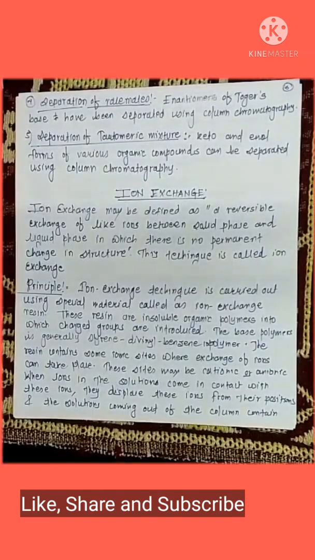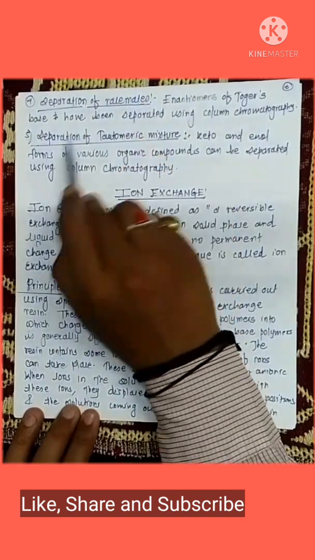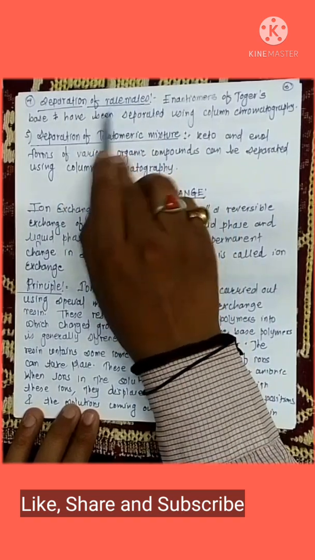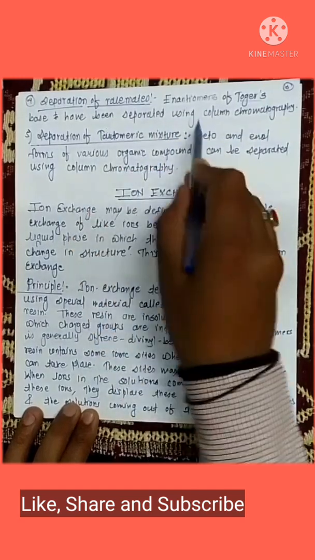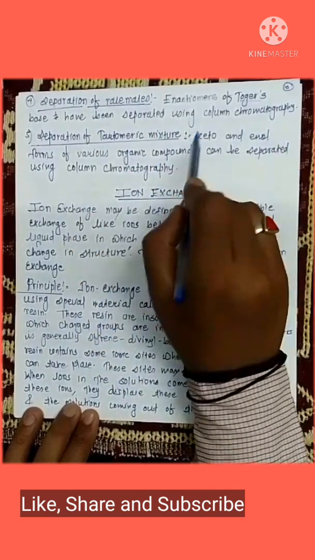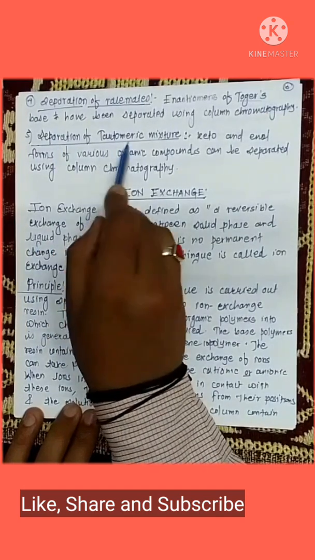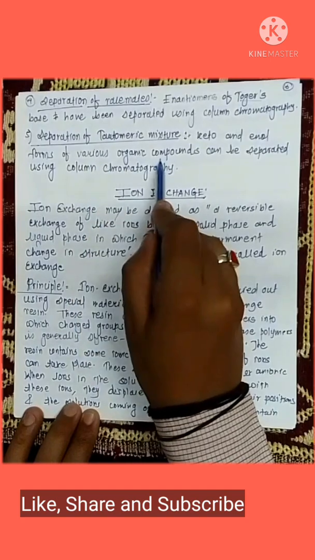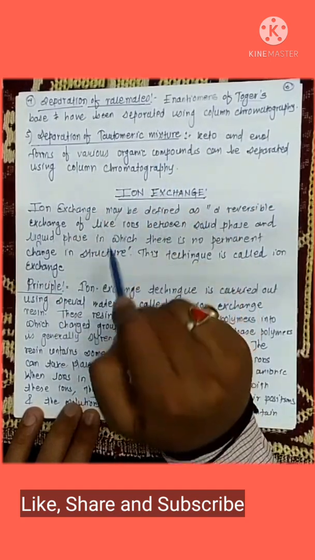Separation of racemates is another application of column chromatography. So column chromatography can be used for the separation of racemates. Enantiomers of Tröger's base have been separated using column chromatography. Column chromatography can also be used in the separation of tautomeric mixtures. Keto and enol forms of various organic compounds can be separated using column chromatography.